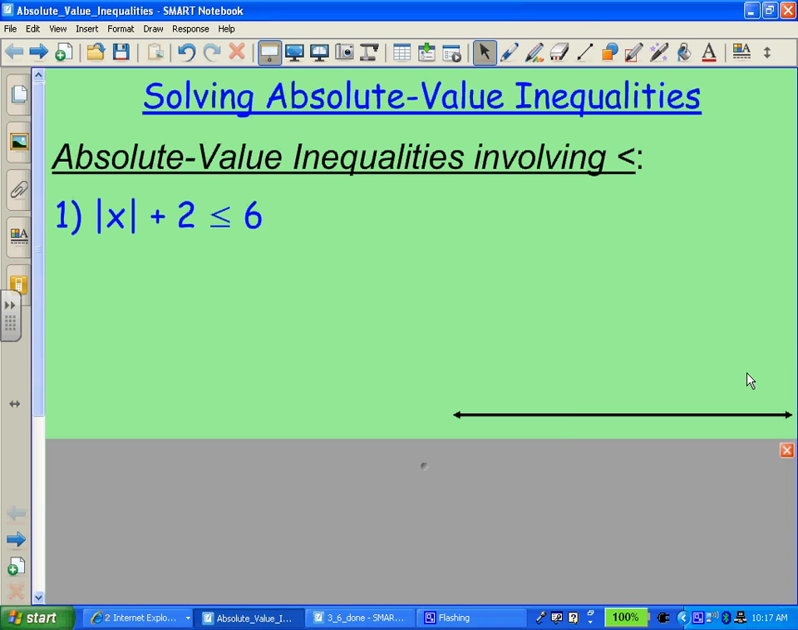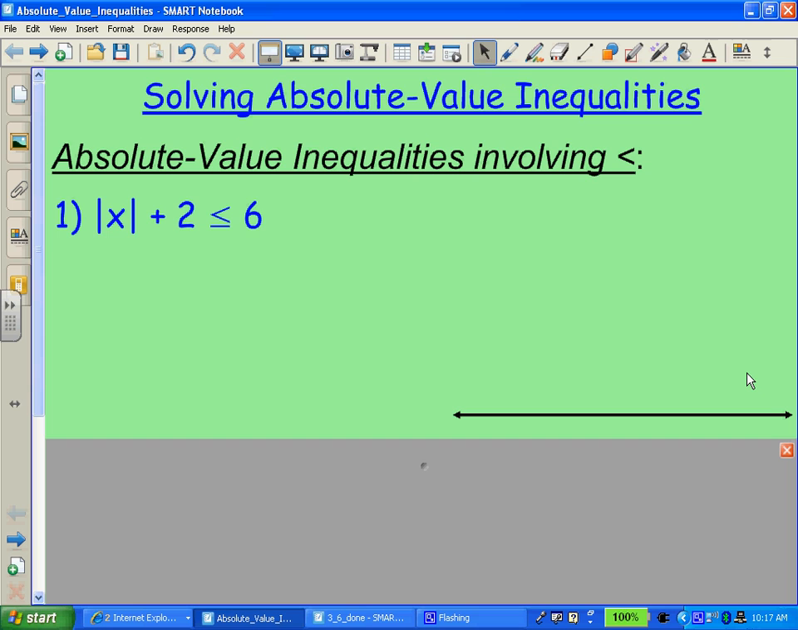Hello there. We're going to talk about how to solve absolute value inequalities today. This is an extension of Chapter 3, and it's the last notes we'll be taking for Chapter 3 before our test. So, when we're solving absolute value inequalities, we can separate these into two groups. The first group is absolute value inequalities that have less than or equal to. Those are grouped together.